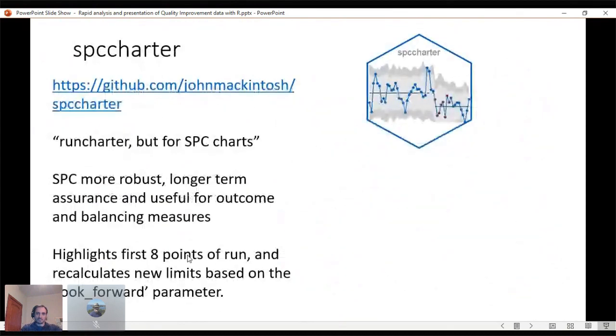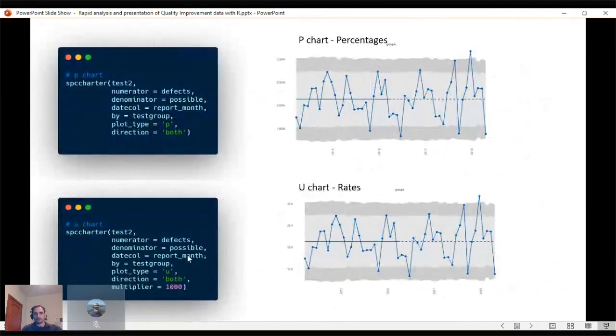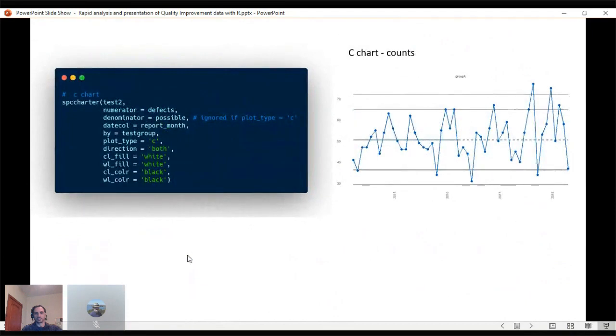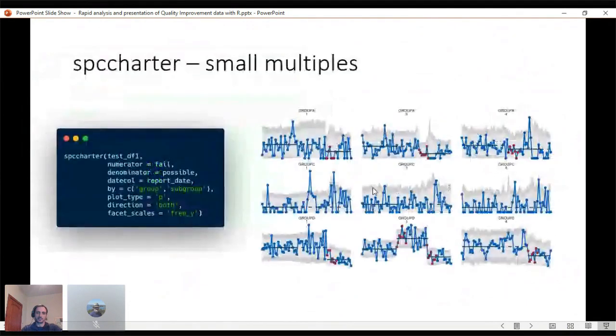I'm also working on an SPC charter. Basically it's process control charts, but a bit more robust and useful for longer term monitoring, especially for outcome and balancing measures. It will find a run and then rebase control limits. You can build P charts for percentages, U charts for rates, and C charts for counts. You can change the grid parameters here to give solid lines rather than shades. Small multiples, very easy.